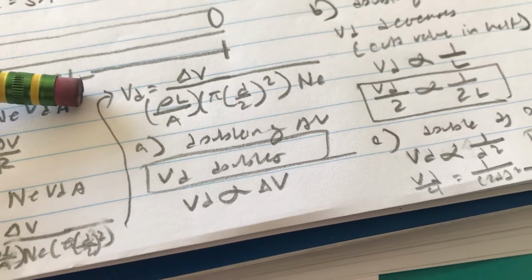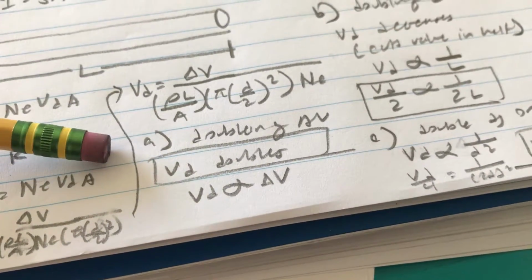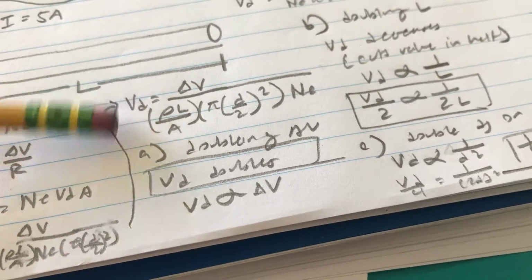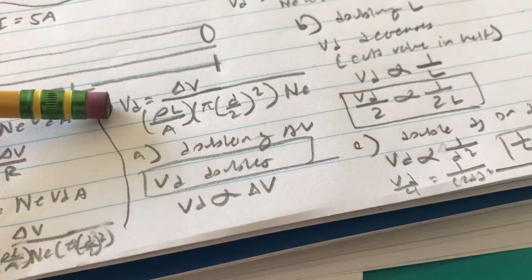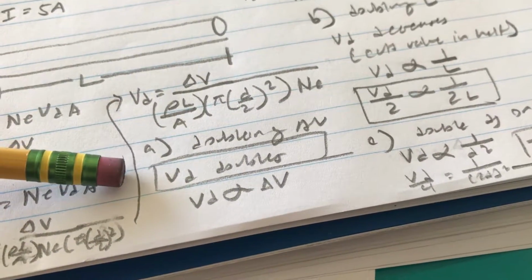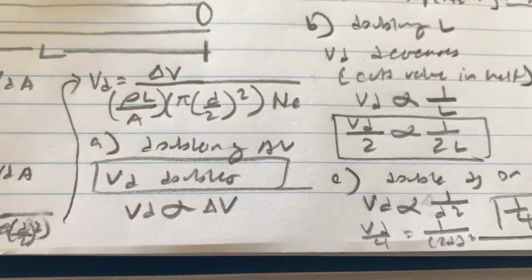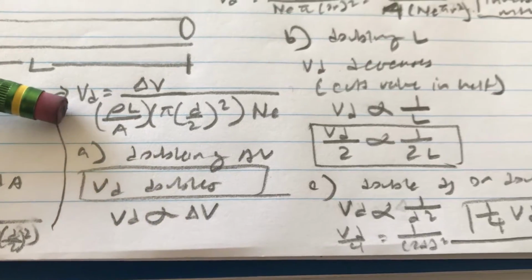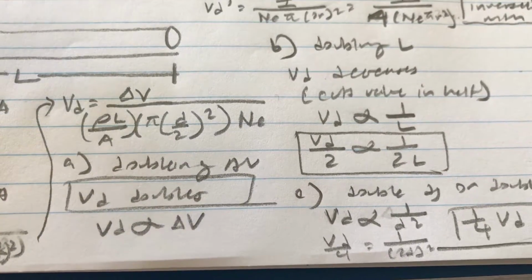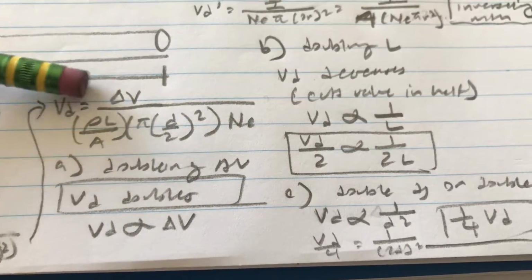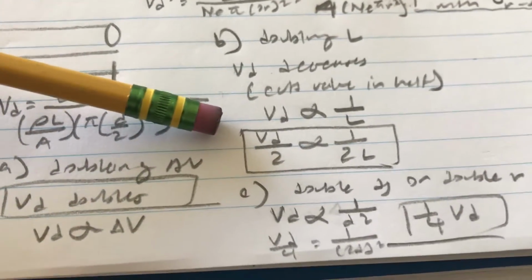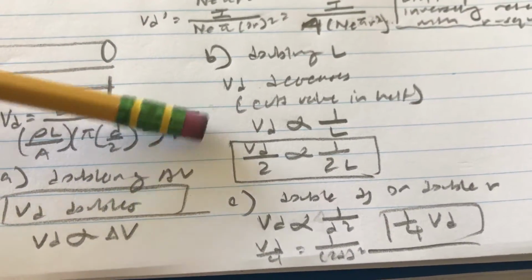Part A asks what will happen when you double delta V. Here we can just see that drift speed and delta V have a direct relationship, so doubling delta V doubles the drift speed. Part B asks what will happen when you double L. Going back to our equation, L is in the denominator and it's not squared or cubed or anything like that, so they just have an inverse relationship. So doubling L cuts drift speed in half.